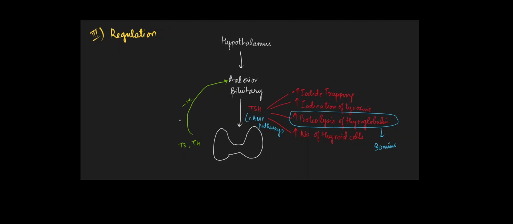The secretion of TSH is in turn controlled by thyrotropin-releasing hormone from the hypothalamus, which acts via the IP3 calcium pathway. There is a strong negative feedback control. Elevated T3 and T4 levels suppress both TSH at the pituitary and thyrotropin-releasing hormone at the hypothalamus.